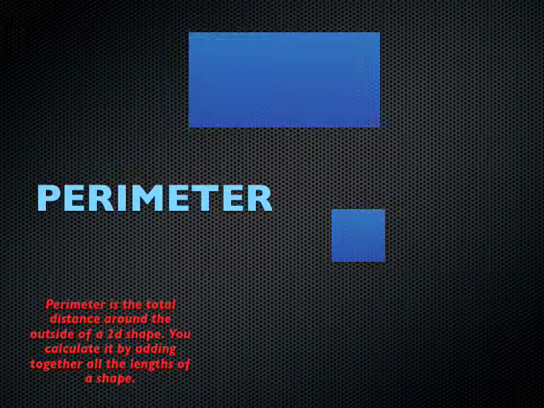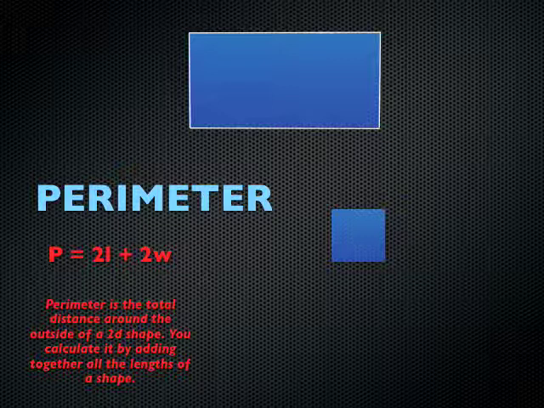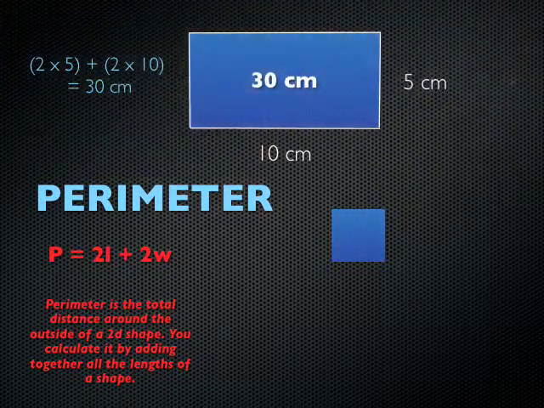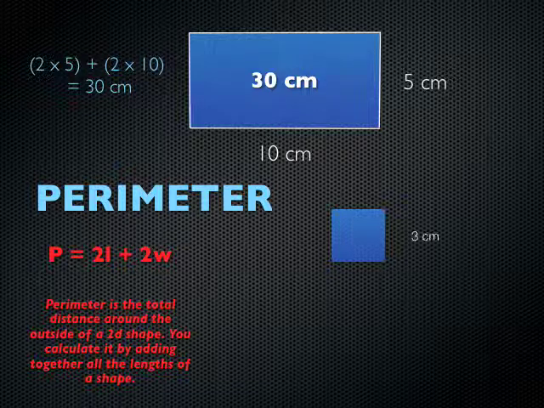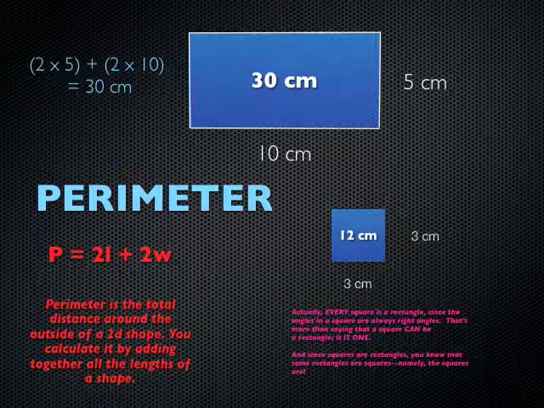Let's look at perimeter. Let's remind ourselves what the perimeter is, and the perimeter is the total distance around the outside of a two-dimensional shape. And you can calculate it by adding together all the lengths of a shape. There we go. There's the 4 sides of that rectangle at the top. And our perimeter is twice the length plus twice the width. And to remind ourselves, the length is 10 centimeters and the width is 5 centimeters. So twice 5 is 10 and twice 10 is 20. 10 plus 20 is 30 centimeters. So our answer is 30 centimeters. And the same with the square. 4 threes are 12 centimeters. And here's a little reminder again that actually every square is a rectangle.